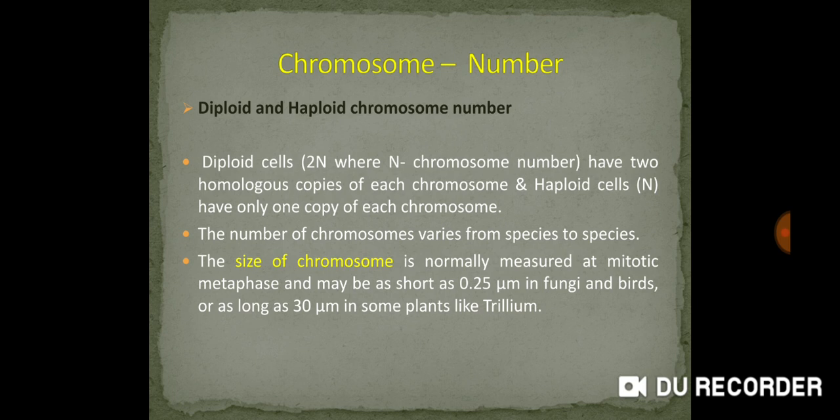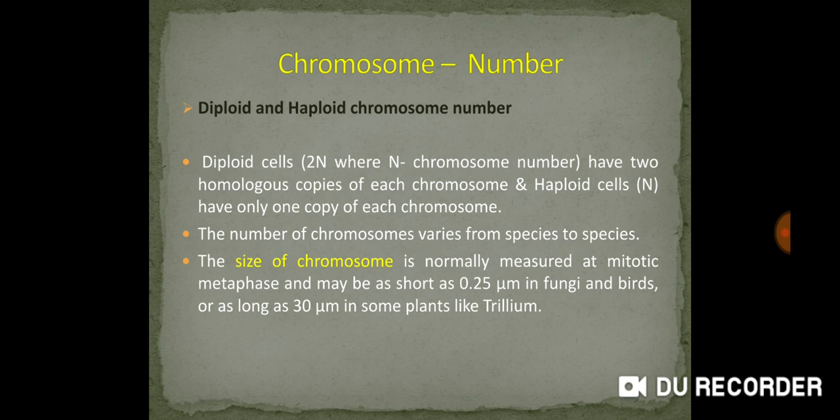Chromosome number. Diploid and haploid chromosome number. We can differentiate chromosomes by diploid condition and haploid condition. In a diploid cell, 2n is the number of chromosomes. In the haploid condition, which is n, the cell has only one copy of each chromosome. In animals, gametes, sperm and eggs, are haploid. The number of chromosomes varies from species to species.